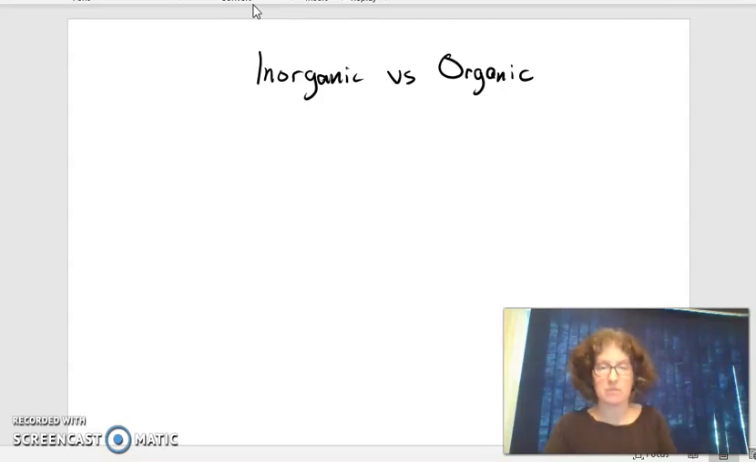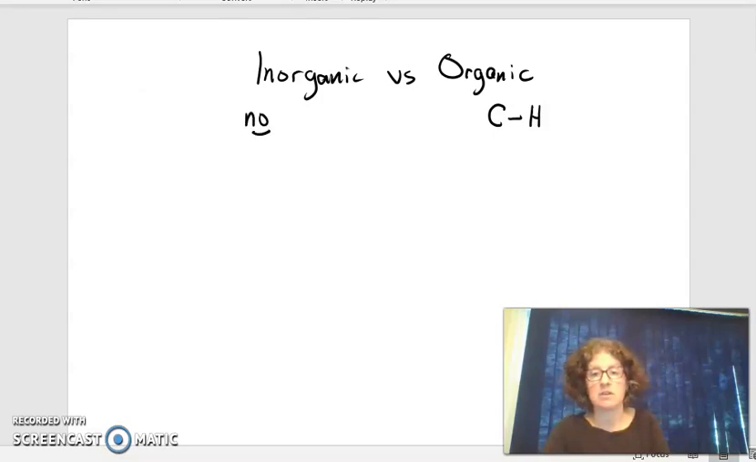They all have, oops, pen's not working. There we go. They all have carbon atoms attached to hydrogen atoms by covalent bonds. All organic molecules have this. They have at least one carbon attached to a hydrogen by a covalent bond. And inorganic molecules do not have that. So they have no carbon to hydrogen connections, right? These do have it, those don't have it.